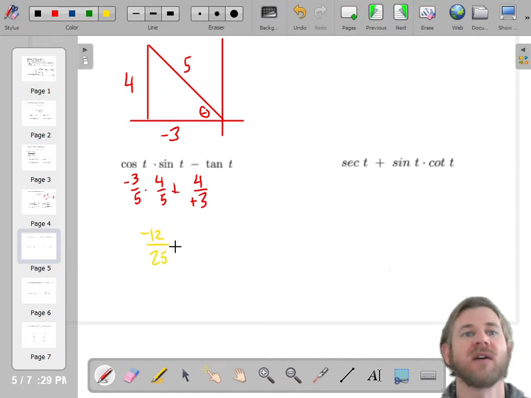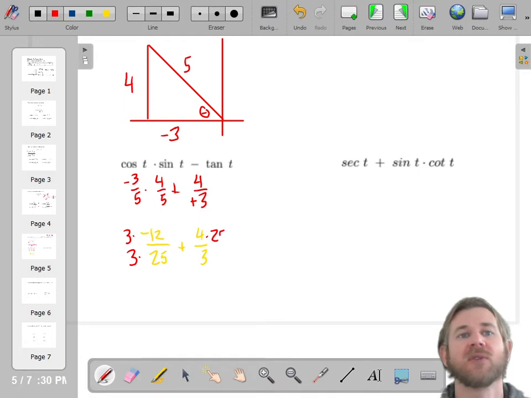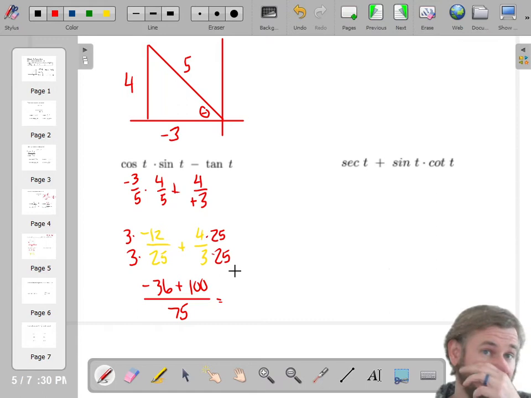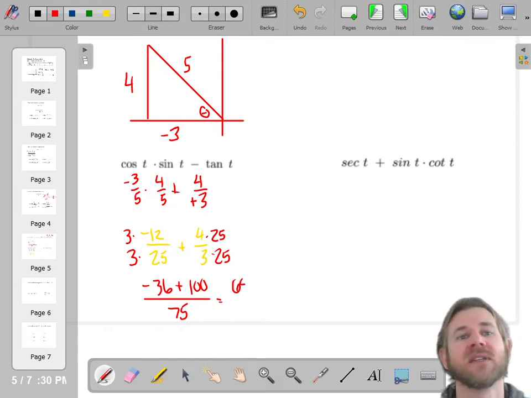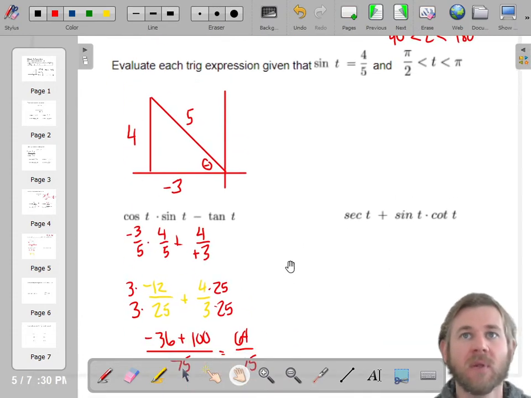5 times 5 is 25, plus 4 over 3, which we need to get a common denominator. The common denominator between 25 and 3 is 75. So we'll triple this guy, and we'll multiply this guy by 25. And now we have negative 36 plus 100 over 25 times 3 is 75. If you do 100 minus 36, you get 64 over 75. So if I am given that information, what I can confidently say is that this will come out to be 64 divided by 75.